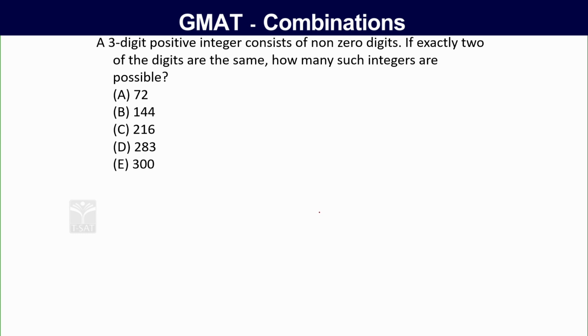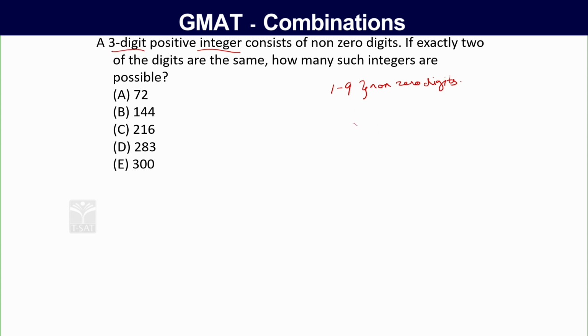Let us see what the next question is. A 3-digit positive integer consists of non-zero digits. If exactly 2 of the digits are the same, how many such integers are possible? Okay. So, what is the question saying? A 3-digit positive integer consists of non-zero digits. So, non-zero digits, what are you left with? 1 to 9. You have 9 non-zero digits. If exactly 2 digits are the same, okay, it is a 3-digit integer, and 2 of the digits are the same.